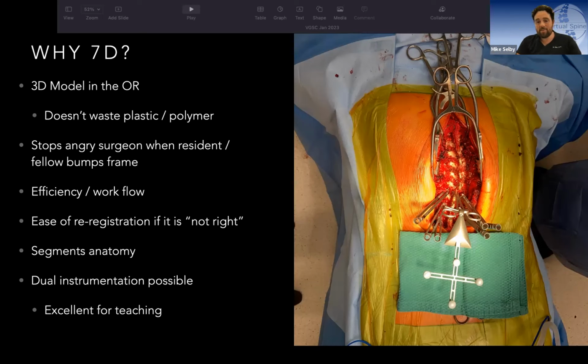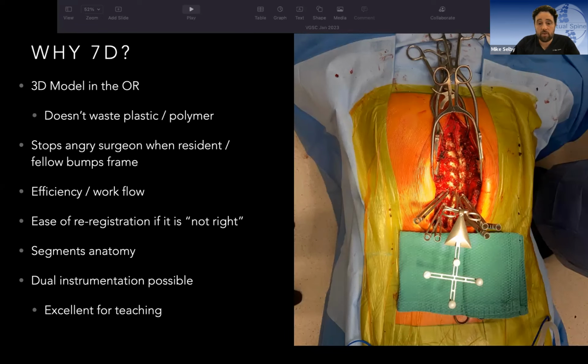The biggest thing about 7D is it stops me going into angry Hulk mode when the frame gets bumped. And, you know, frames getting bumped, it happens. You can put your frame in carefully, but you've got residents, fellows moving around you, scrub techs that may or may not be familiar handing you stuff. And I think the ability to re-register quickly with this system dramatically improves it over existing systems. I would definitely say that.